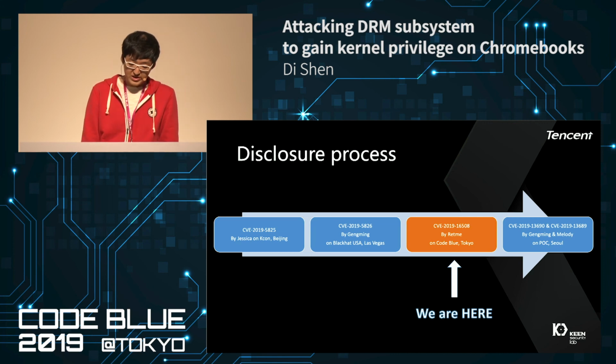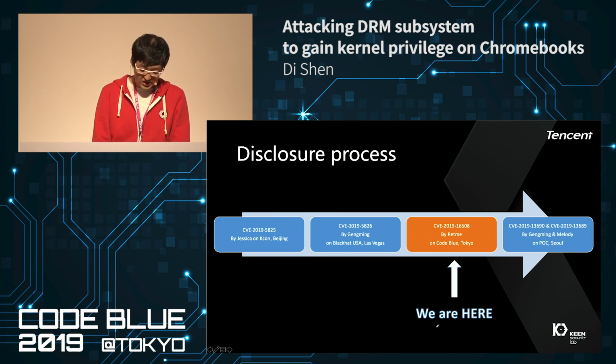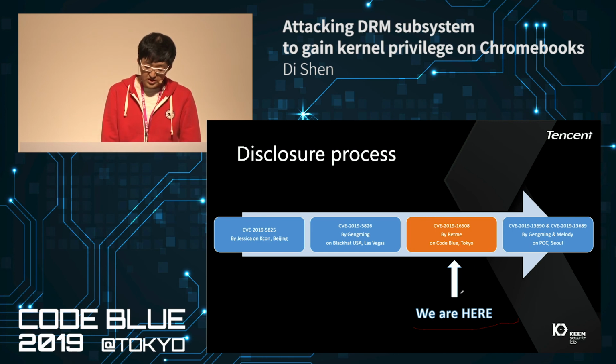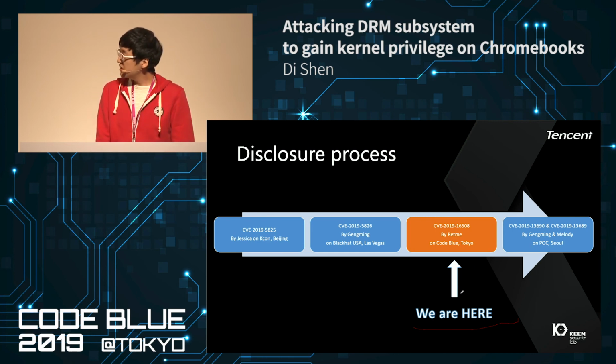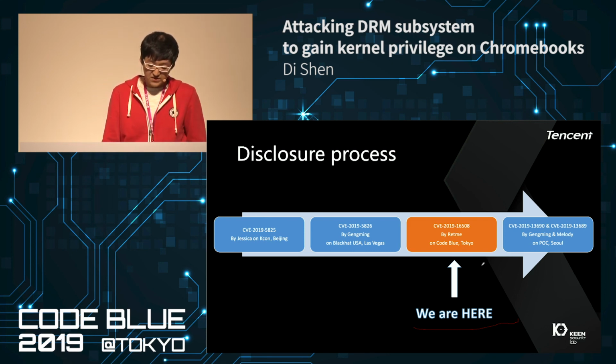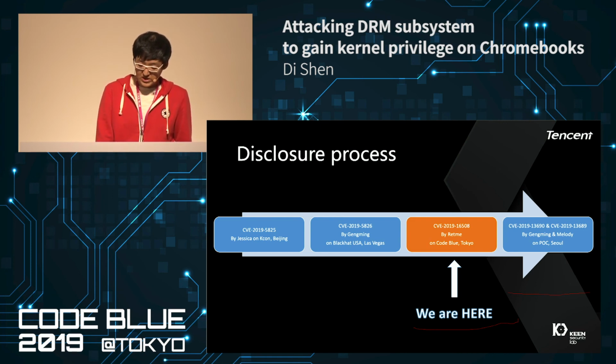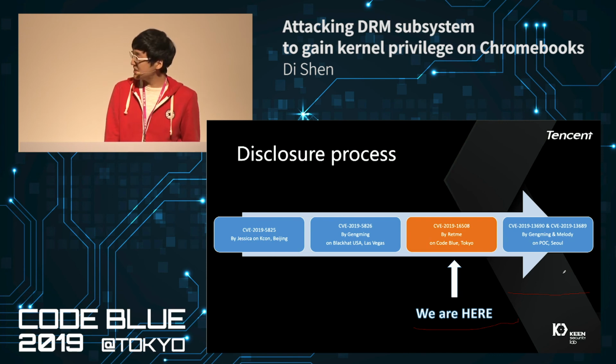So this is the disclosure process of our chain. We have already disclosed the first and the second bug on KCon and Black Hat, but for now we are here at CodeBlue Tokyo, and I'm going to talk about the third part. It's a kernel exploit found by myself. The CVE number is CVE-2019-16508. And the last part is going to be disclosed at POC by my teammates Gengming and Melody.